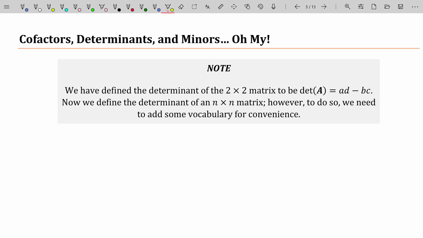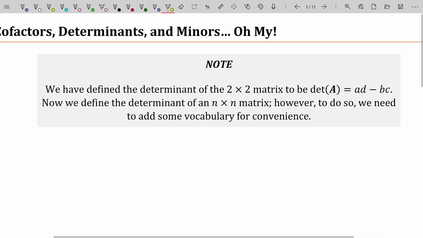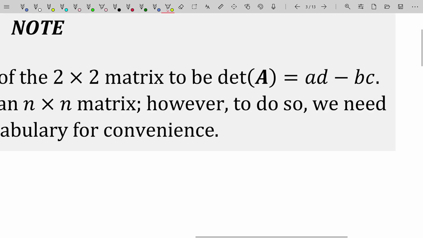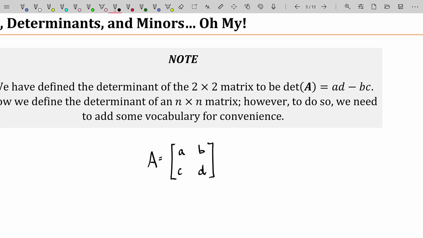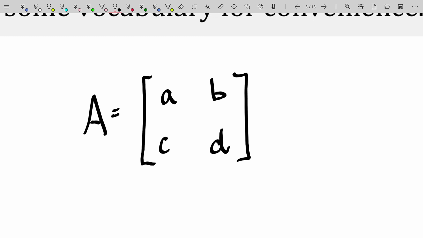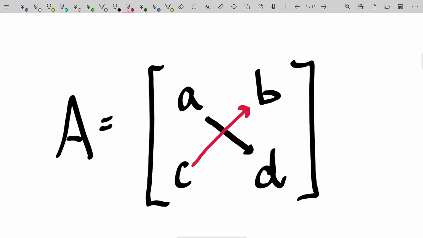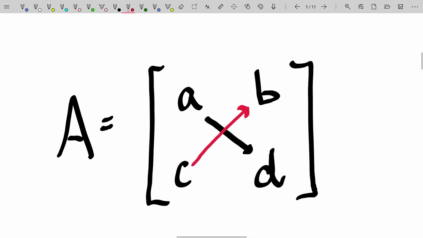Just as a heads up, we've already defined the determinant of the 2x2 matrix to be AD minus BC, where the matrix itself is this one right here. So we've defined the 2x2 determinant to be the product of the main diagonal minus the product of the off diagonal. Now it turns out that all future determinants will actually be defined in terms of this one single determinant.